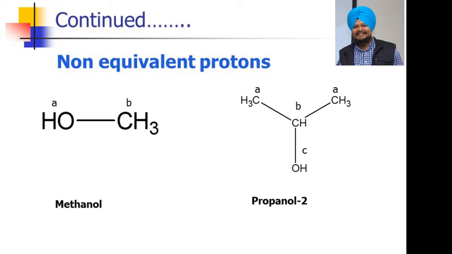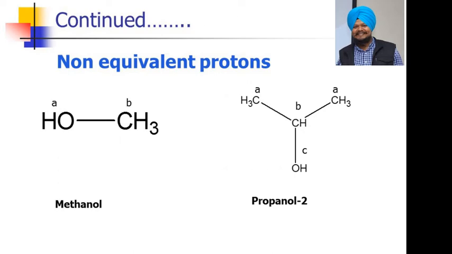Similarly, in the case of propan-2-ol, we can find this is CH3. These are similar types of protons, so they are regarded as A type protons, and they will have a single peak. And this is B type, where B means the neighborhood is CH3 and OH. This hydrogen, C, has a different environment, therefore it is a non-equivalent proton. There are equivalent protons A and non-equivalent protons B and C. So the number of equivalent and non-equivalent protons decides how many peaks you will get in NMR.